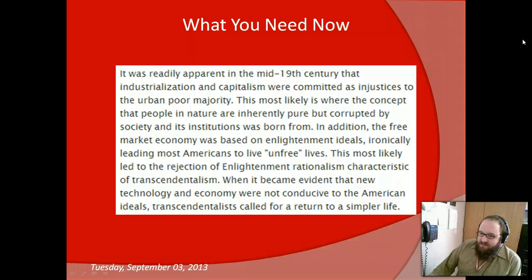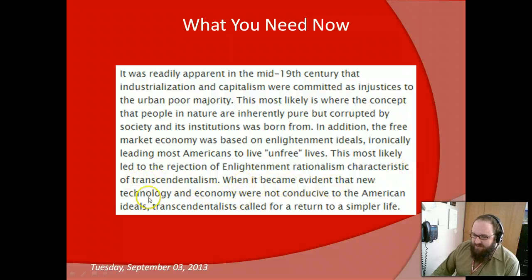Here we go. This student responded thusly: it was readily apparent in the mid-19th century that industrialization and capitalism were committed as injustices to the urban poor majority. That sounds good so far, not really answering the question, but keep reading. This most likely is where the concept that people in nature are inherently pure but corrupted by society and its institutions was born from. In addition, the free market economy was based on Enlightenment ideals, ironically leading most Americans to live, quote, unfree lives. This most likely led to the rejection of Enlightenment rationalism characteristic of Transcendentalism.